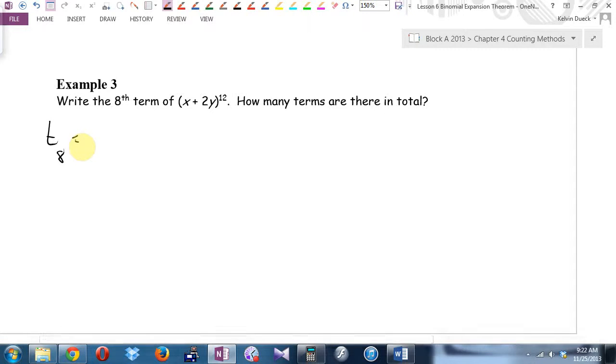Oh, and let's write down this huge funky formula that helps me find a single term. Term k plus 1 equals n choose k, a to the n minus k, b to the k. There's my template. And the key to doing this, for me to fit this blue equation into the left-hand side, what does k have to be?